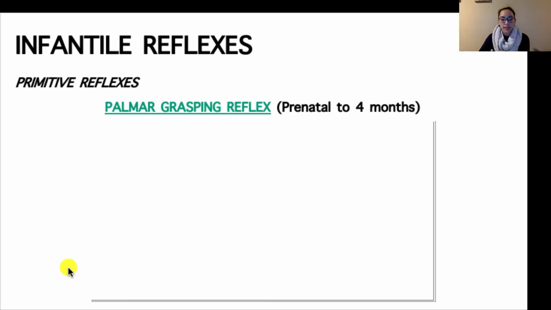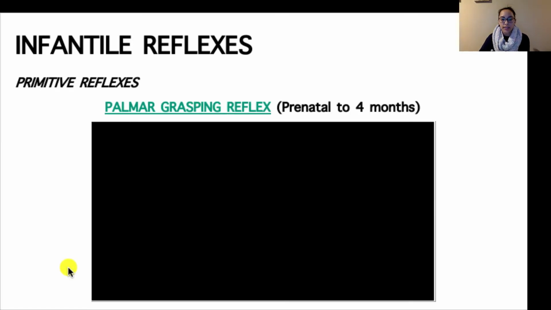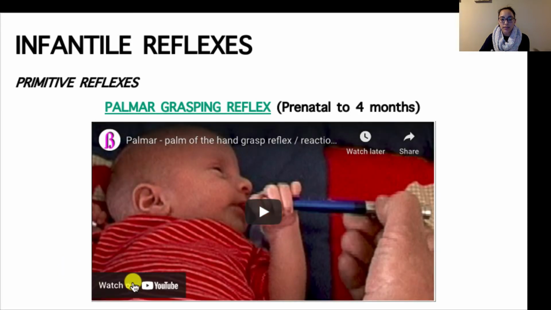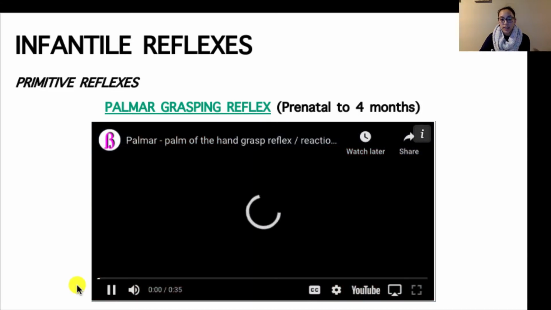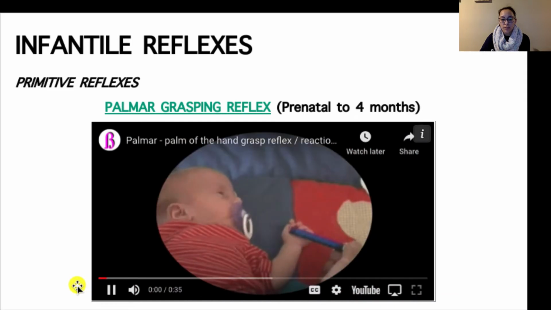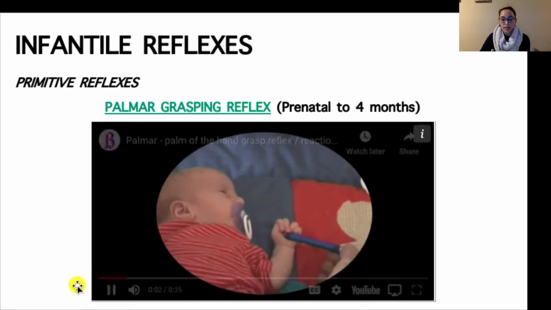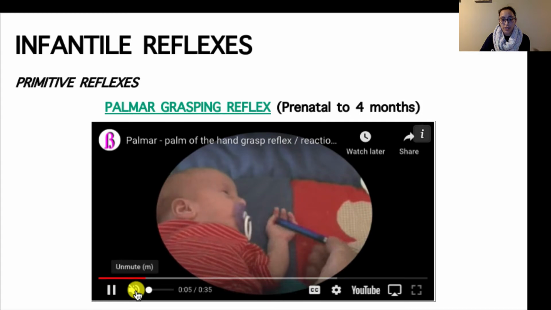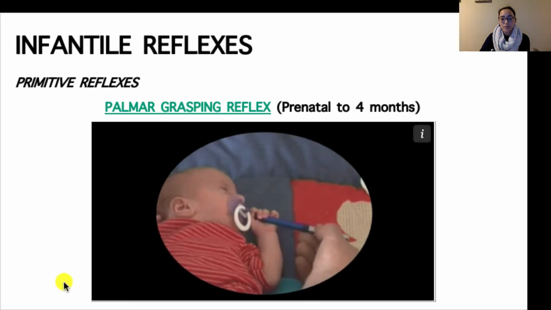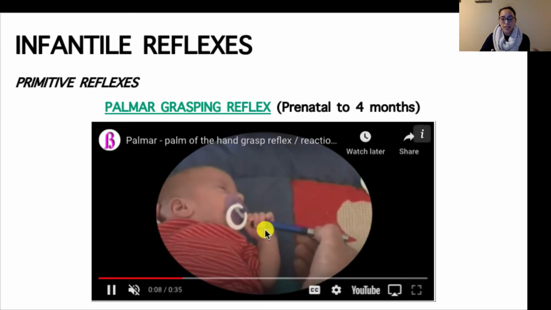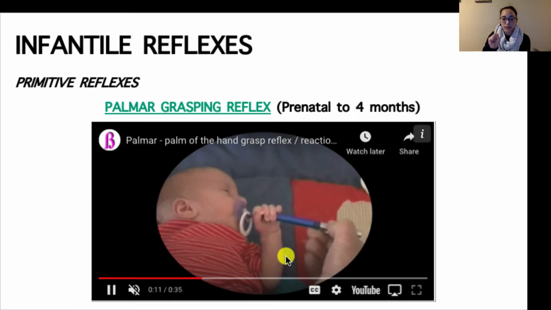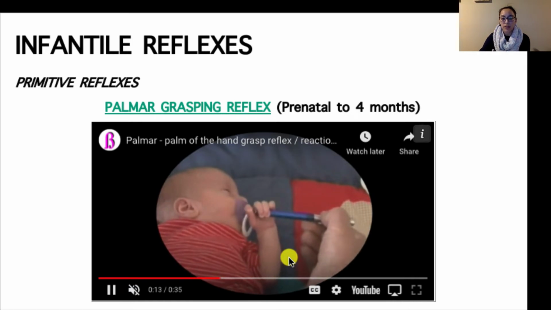The other reflex I wanted you to be able to recognize is the palmar grasping reflex. The starting position for this reflex isn't really specified, but what happens is the palm is touched with some type of object. I'm going to turn that volume down because that's annoying. All right, but you can see the palm is touched and then the hands or fingers close tightly around whatever the object is.